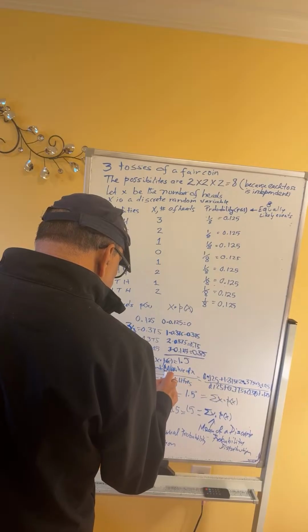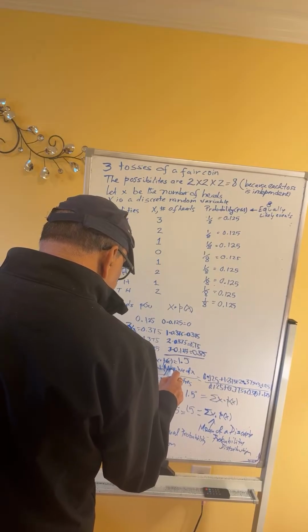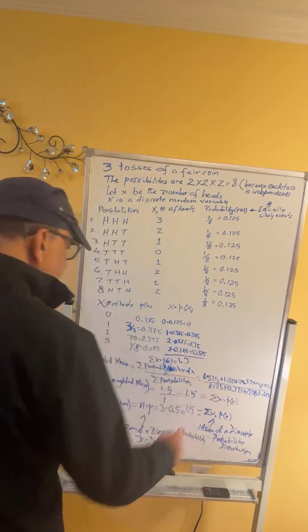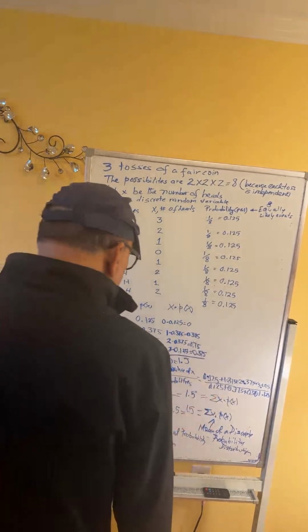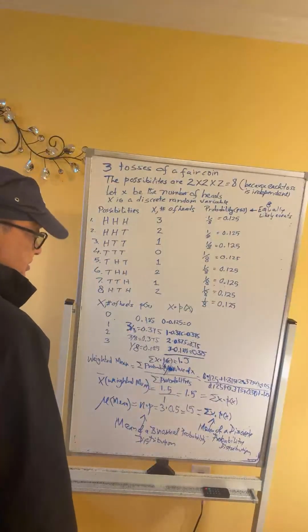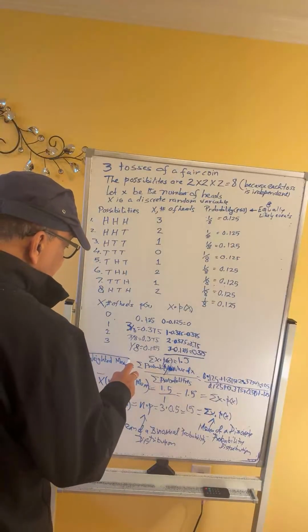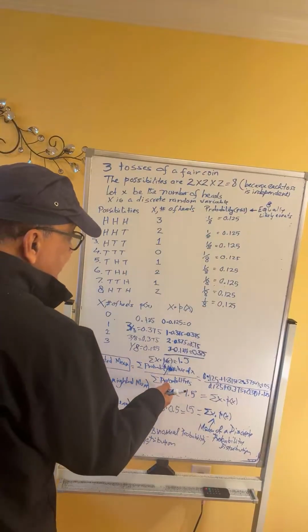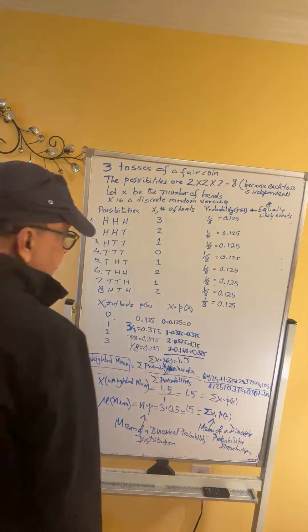Probability multiplied by value of x, divided by the sum of the probabilities. Okay, this is the definition of weighted mean. What are the weights here? The probabilities are the weights here.